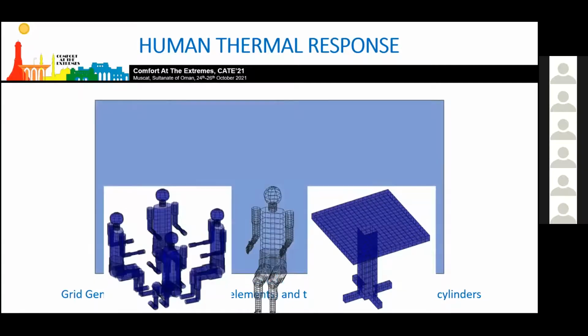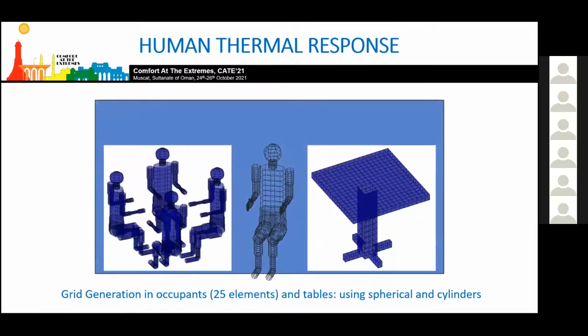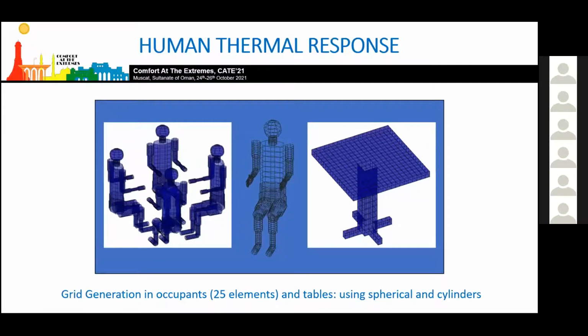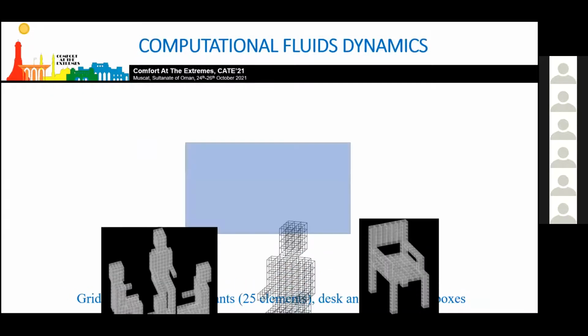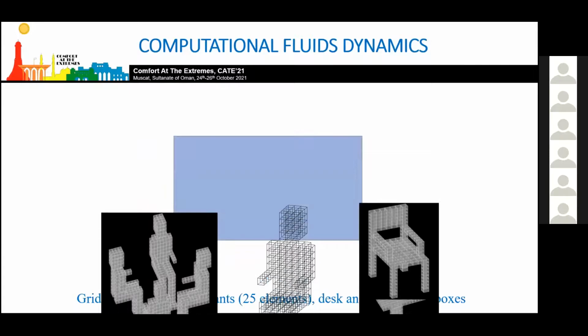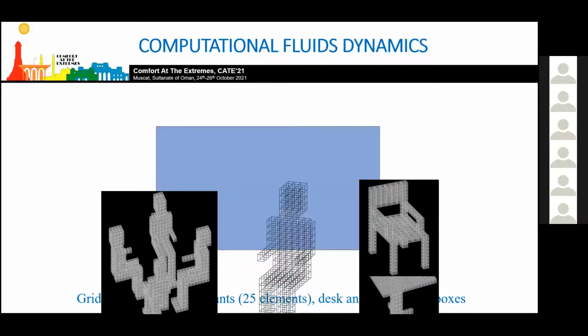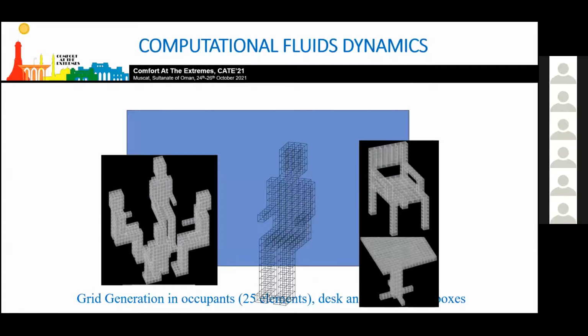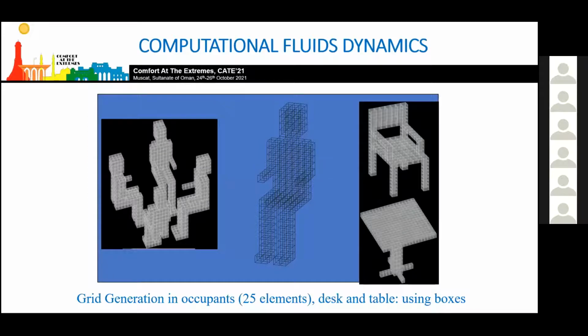In order to guarantee the simulations, it is necessary to implement a grid generation. Here you can see the grid generation used in the human thermal response. And after, I will show the grid generation used in the CFD. In this case, I use boxes. In the previous, I use cylinders and spheres.